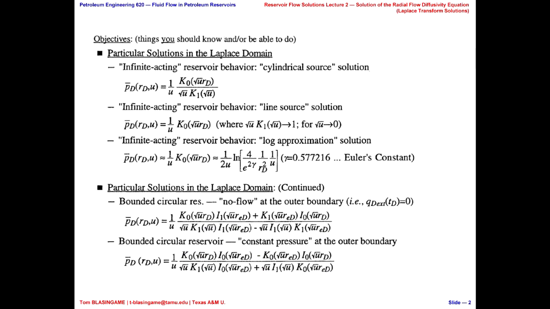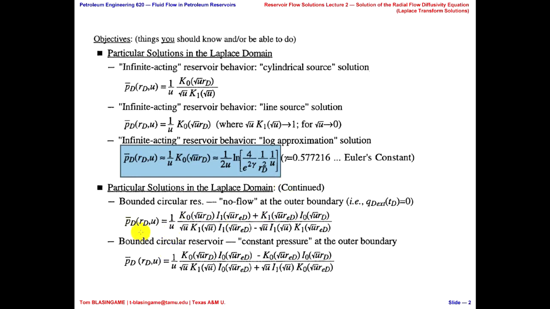And then tonight we're going to derive all these. Yes, I know it's ugly. This is the so-called cylindrical source solution. This is the so-called line source solution. And this is the so-called log approximation to the line source solution. And there is actually another approximation which isn't so good. I remember a paper back in the early 80s where someone used that and got criticized by the editor, saying we have an approximation to an approximation to an approximation. That was pretty funny.